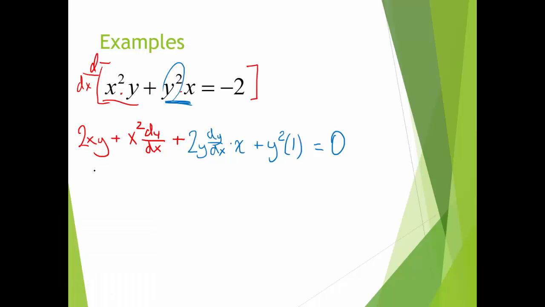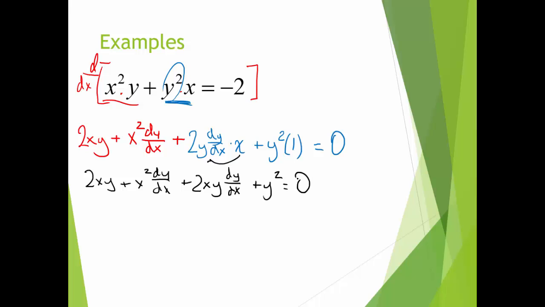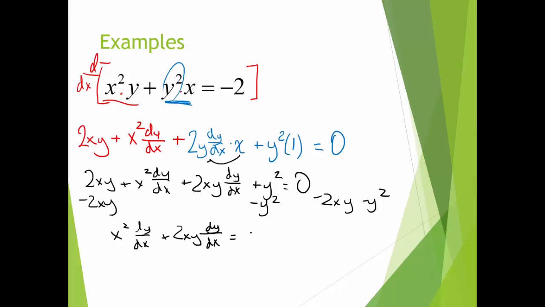I'll switch to black. So I've got 2xy plus x squared dy/dx plus 2xy dy/dx, because I like to collect the letters in front of the dy/dx, plus y squared equals 0. Okay, anything that is not a dy/dx term, I'm going to ship it off to the right. So I'm going to subtract y squared. I'm going to subtract 2xy. I'm going to do that from both sides. And I get x squared dy/dx plus 2xy dy/dx equals -2xy minus y squared.